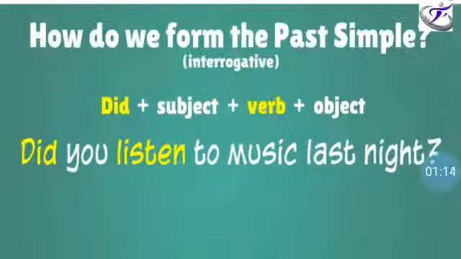How do we form the past simple in interrogative form? That's meaning in question form. Did plus subject plus verb plus the object. Don't forget the question form, the question marks here. Did you listen to the music last night? We start by the auxiliary verb from verb to do. Did. Okay?